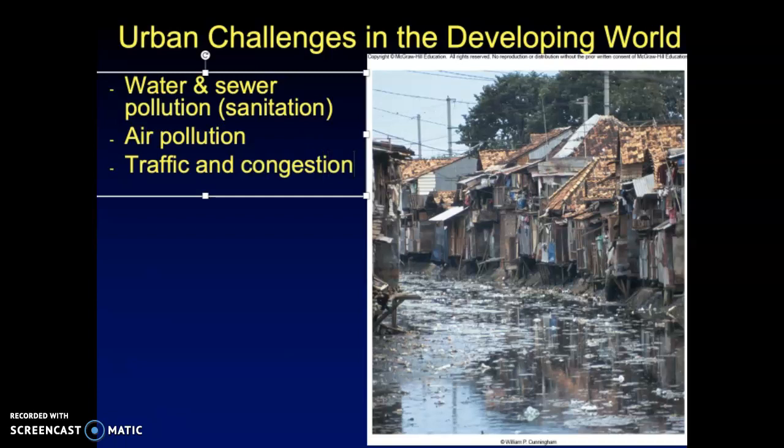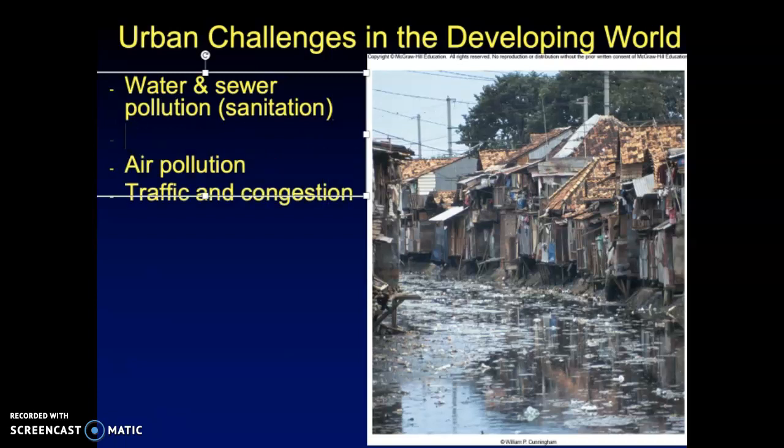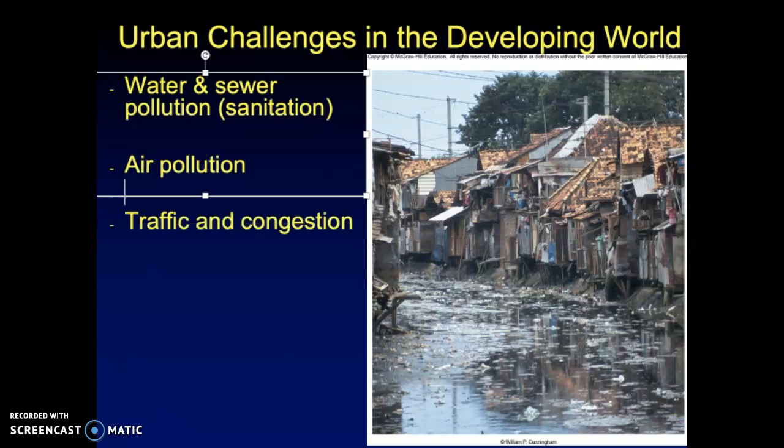traffic issues. In some of these developing countries, as the economy improves and people start having resources, all of a sudden everybody's buying a motorcycle or a car, and you have millions of vehicles on the roads that you weren't prepared for. Now you have traffic issues, congestion, just major problems that continue to contribute to the air pollution and the water and sewer issues within your urban environment.